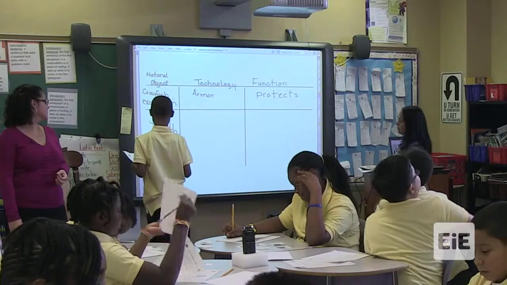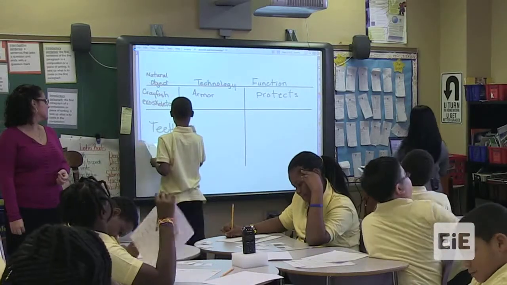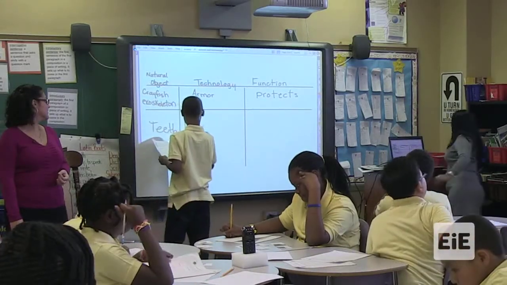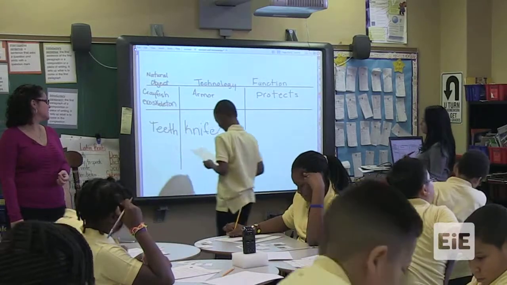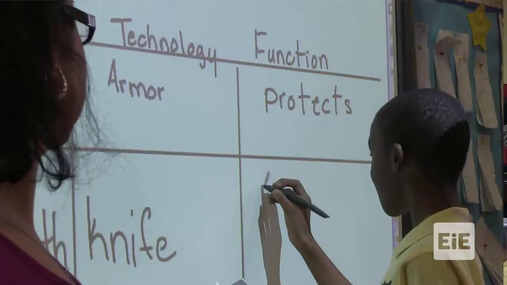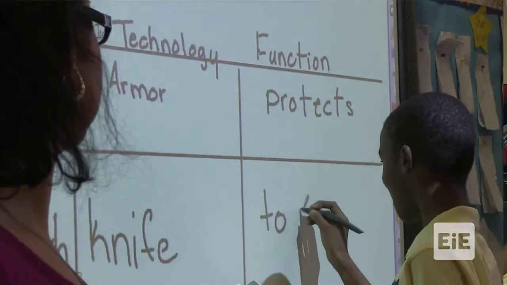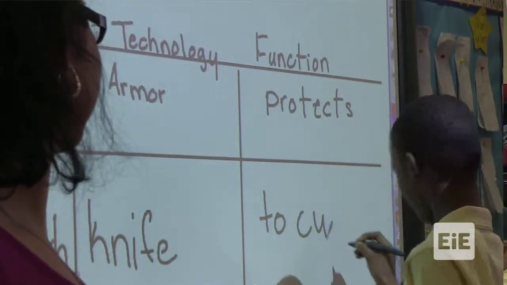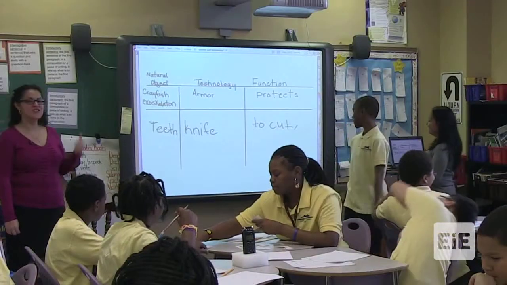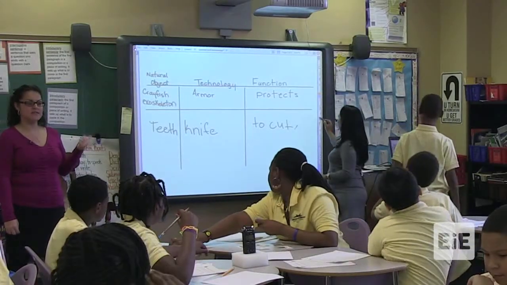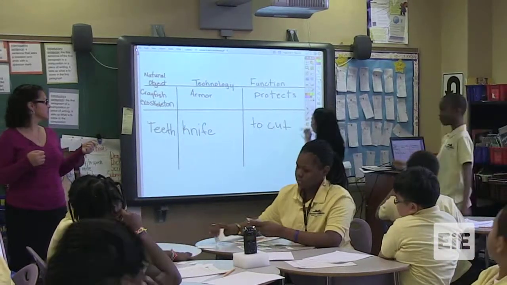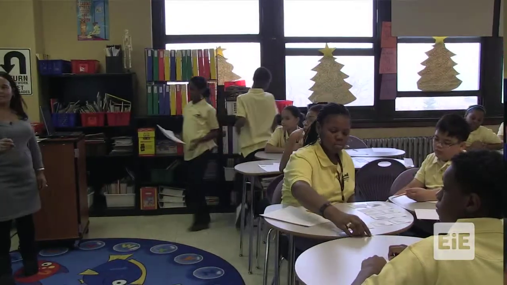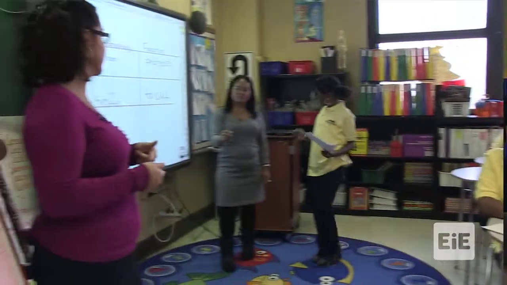Okay, so we have the teeth. Knife. And what's the function? The cut. Okay, so class, do we agree? The teeth and the knife are used to cut things. Good. We'll do maybe 2 or 3 on the board, and then the rest we'll say out loud, okay?